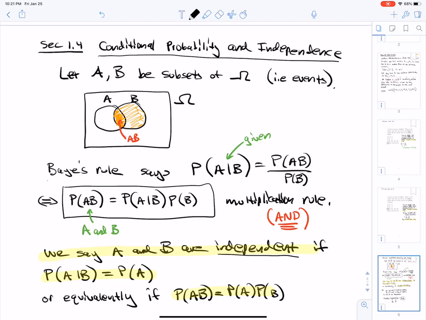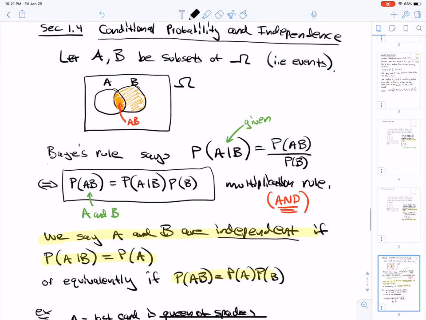So now the probability that we have A given B would be the area of A that's in B divided by the area of B. So that's the probability of AB over probability of B. And if you just cross multiply, we get what's called the multiplication rule. And this is an AND rule. So it's the probability that you have A and B, the intersection of A and B.